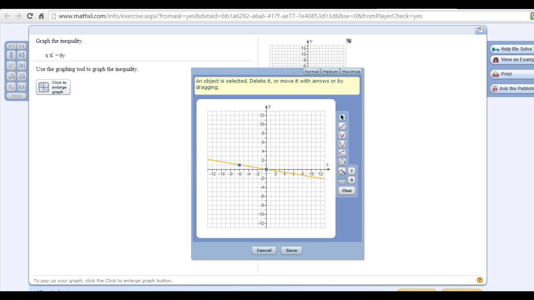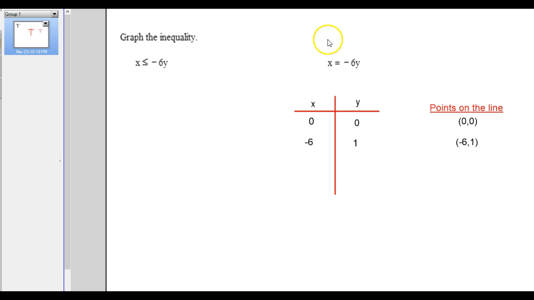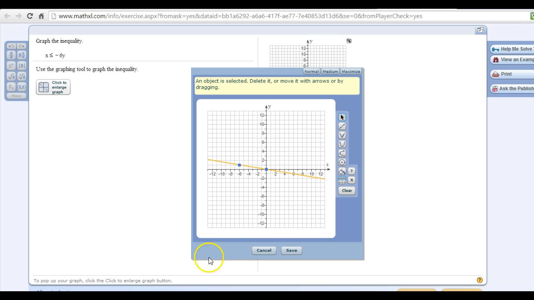There's the line, and what we've graphed at this point is x equals negative 6 times y. That's not what we're asked to do. We're asked to graph the inequality x is less than or equal to negative 6 times y. So now what we have to do is come up with a test point to check to see if it's true or not. So we go back to this graph, and we're going to come up with any point that's not on the line. It doesn't matter what point it is, as long as it's not on the line. So the test point I'm going to pick is right here, 1, 1.